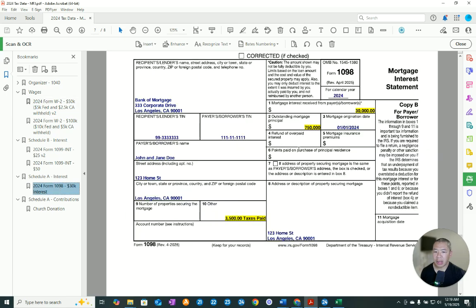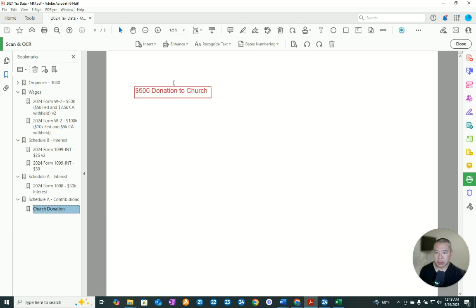We're going to add that they have a mortgage on which they paid about $30,000 in interest, and they also pay taxes of $3,500. Sometimes the real estate tax is on the Form 1098, and sometimes you have to ask the client, and sometimes you have to go to the county website to determine how much taxes were paid in the tax year that you're looking at. And then we just assume that there's a $500 church donation.